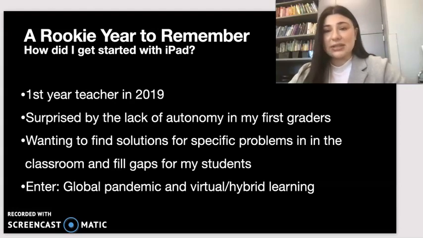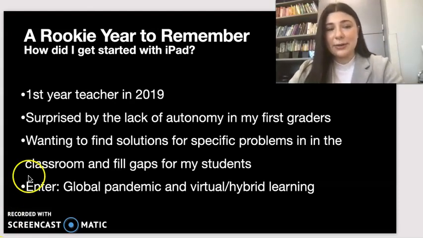But that wasn't really a sustainable solution, and because we shut down that year in spring, I never really found a solution to those problems I was having. And then with the switch to virtual learning, it was something I had never revisited until bringing the students back into the classroom later in 2020.